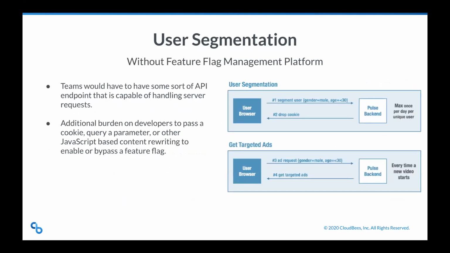So how is this done without some sort of enterprise feature flag management system? We can see that most homegrown solutions really struggle with user segmentation just because of the infrastructure required to accomplish this. So engineers have to take time away from their development and create some sort of API endpoint that is capable of handling server requests.